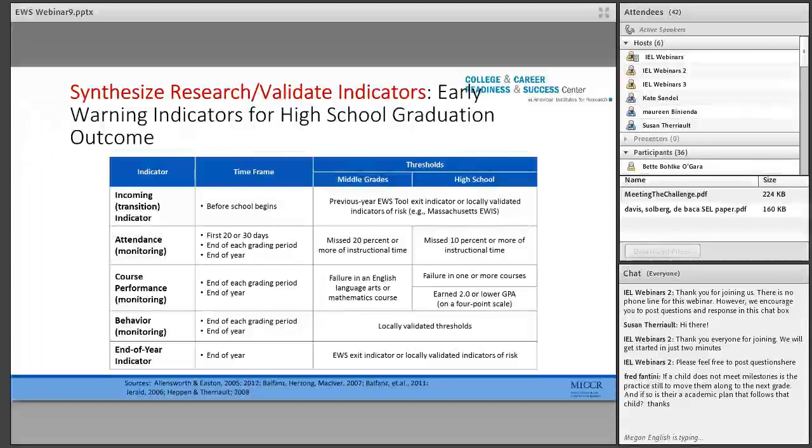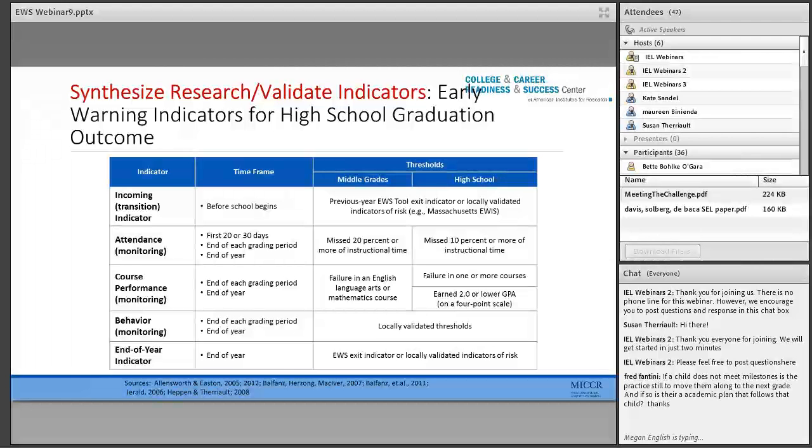kids who miss 10% or more of school days as early as the first 20 days in grade 9 are significantly less likely to graduate from high school on time. So if you look at that, the cutoff point then is 10% of school days. So within the first 20 days, that would be missing 2 or more school days, for example. So that's what I meant by cutoff threshold.